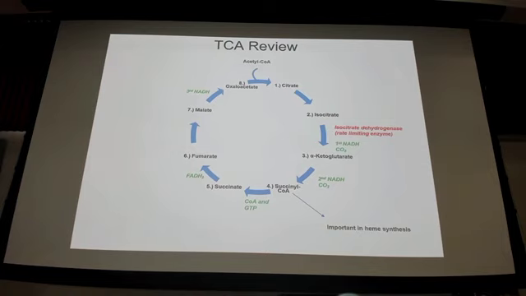Then that succinate is converted to fumarate. This reaction step produces the one and only FADH2, and then fumarate is converted to malate. Malate is converted to the final molecular substrate of this pathway, which is oxaloacetate, and this is where we gain our third and final NADH.